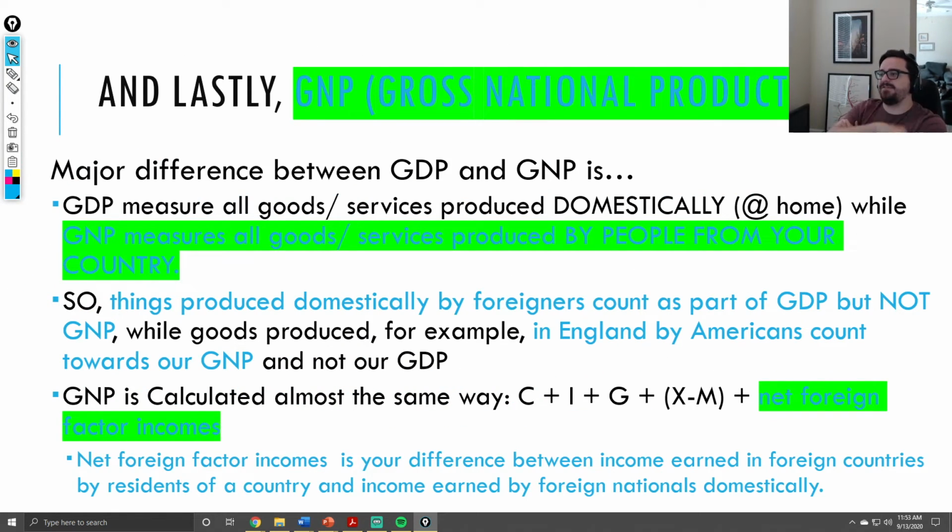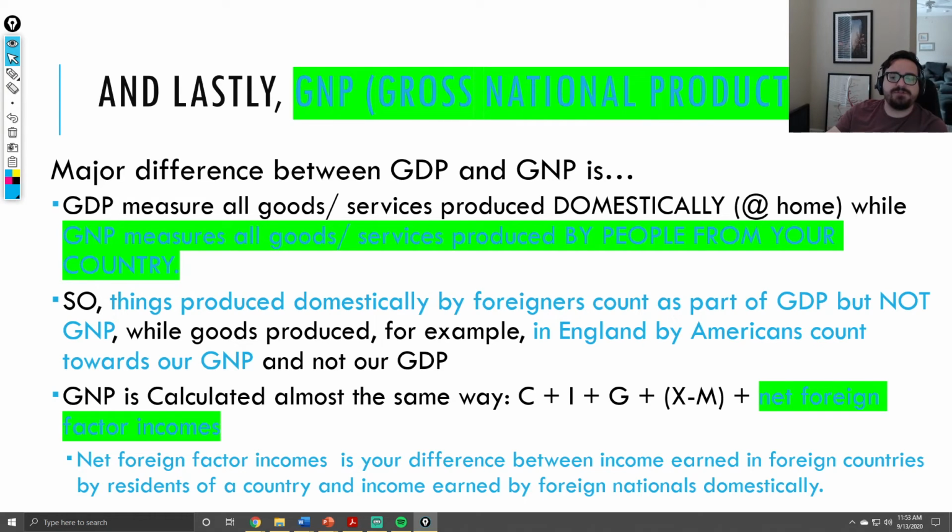This is the last thing for today. This is the last bit of notes for this week. GNP, Gross National Product. So GDP is stuff that is made within your country's borders. It's made domestically. GNP is made by nationals, nationals being people from your country. So while GDP is stuff made here, GNP is stuff made by people from here. And by people, I mean people and or businesses.